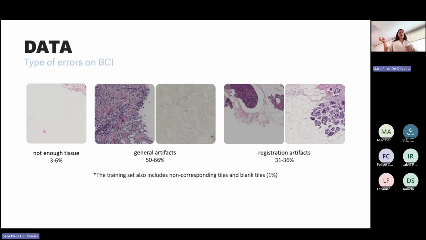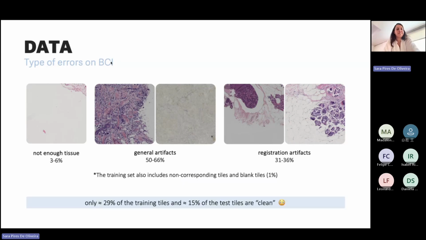This is what we first assessed in the test sets. In the training set, there are also two other problems: tiles that don't correspond at all. For example, having just background on the H&E but tissue on the immuno, or having just blank tiles, so nothing. It's even worse when it comes to numbers. Only 29% more or less of the training tiles and 15% of the test are usable. This doesn't mean that they don't have any artifact. They might still have some small artifacts, but at least it's not one of these.